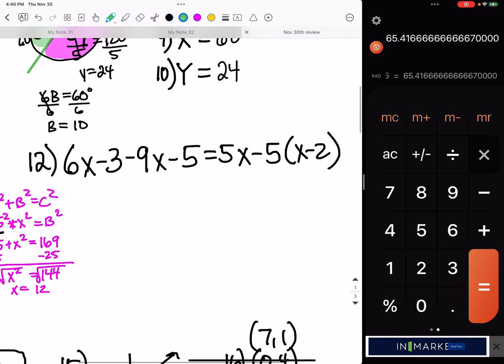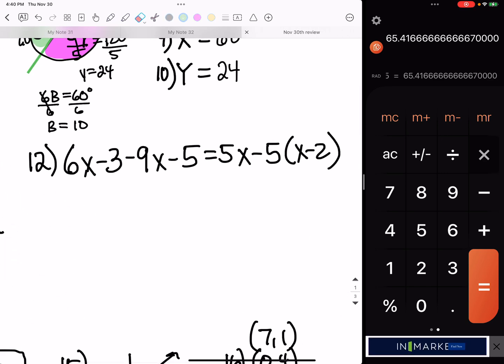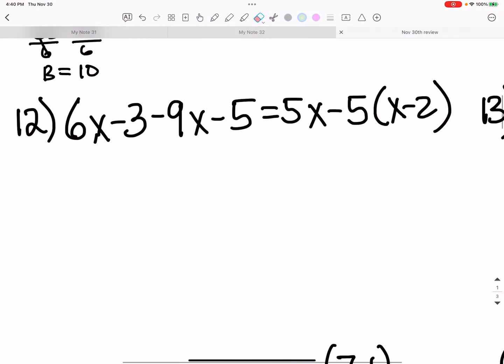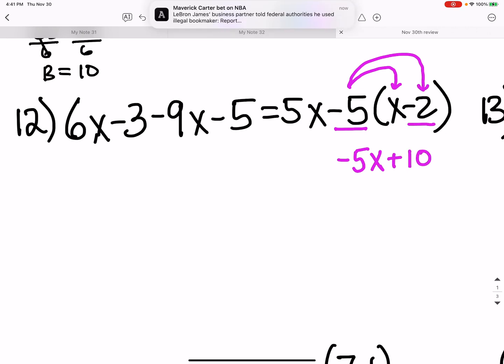Okay, let's see, number 12. We've got to do some cleaning up here. Over here we've got a distribution. -5 times x is -5x. -5 times -2 is +10. In multiplication, the two negatives make a positive. Everything else we're just going to copy down normal. So this 5x wasn't part of it, so it just comes down.